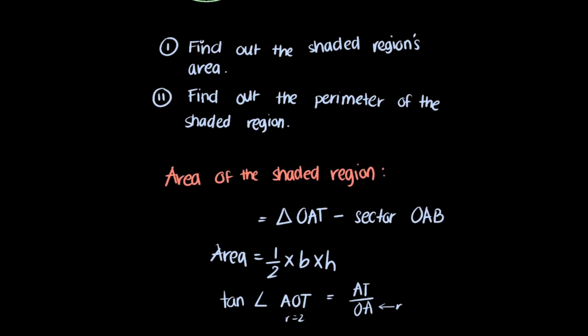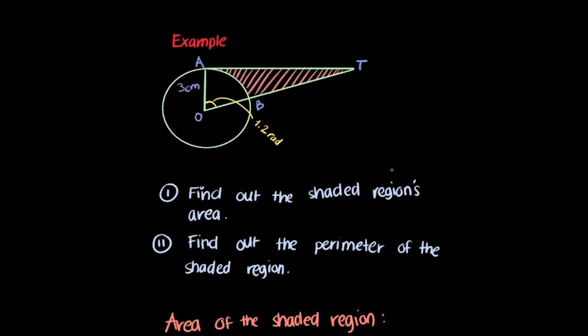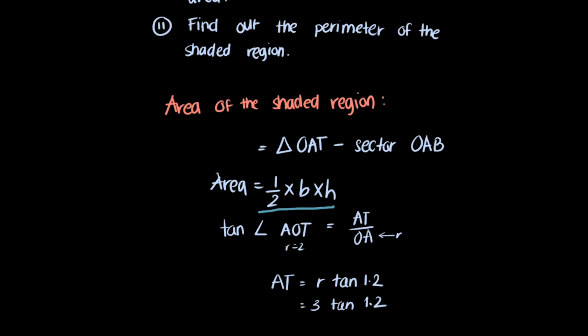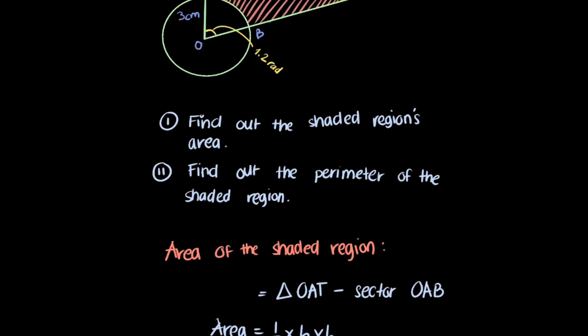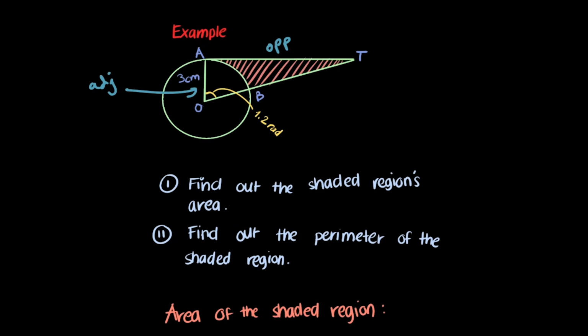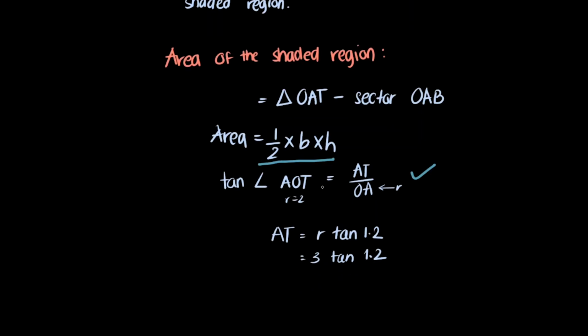So what's the area of the triangle? It's half into base into height, right? Well, the base here is OA and the height is AT. The base is the radius, 3 centimeters. So now we have to find AT using simple trigonometry. Tan of angle AOT is equal to AT by OA. Tangent of an angle is equal to the opposite by adjacent, right? This is the adjacent. So OA is actually the radius. If we make AT the subject, this is AT.